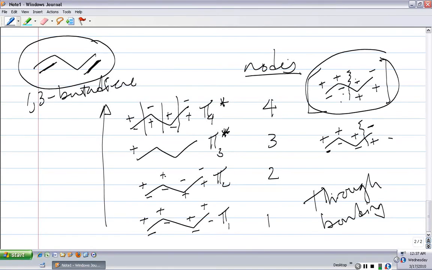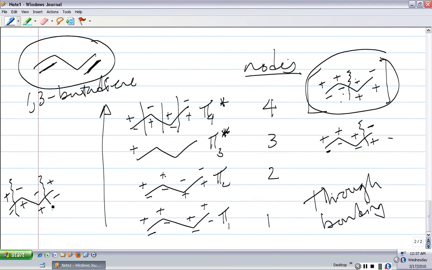What about pi 3 star? What does pi 3 star look like? I'm going to go work on this end. Let me just check my time to make sure I'm not going to run over here. What does pi 3 star look like? Well, I've got a couple options. Pi 3 star now needs 3 nodes. So, of course there's 1 node in the molecular plane, but I can do plus, minus, minus, plus, minus, plus, plus, minus, which will give me my node in the molecular plane. That's 2 nodes, and that's 3 nodes.